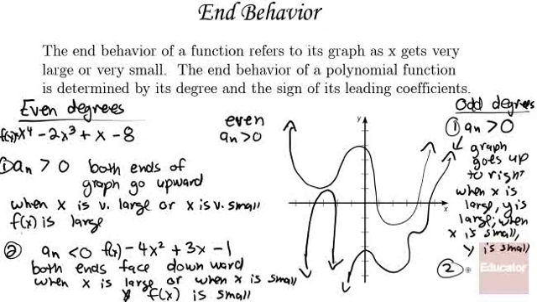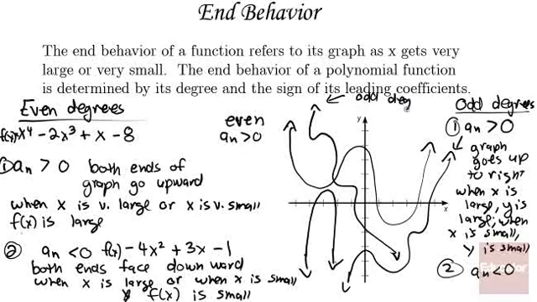Now, if the leading coefficient is negative, you have the opposite situation. Here, you'd have something like this, where this is odd degree, and a of n is negative. Here, I see that it's starting up here and it's going down to the right. Graph goes down to the right.